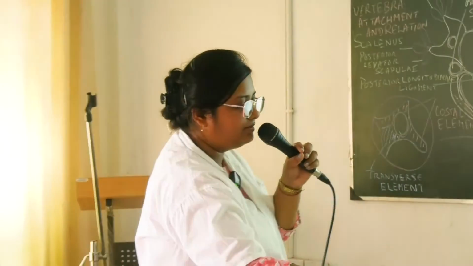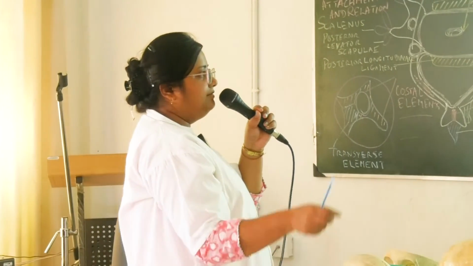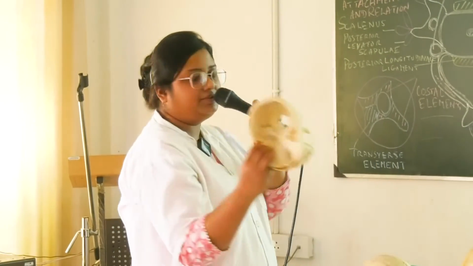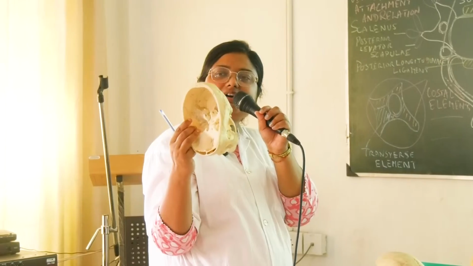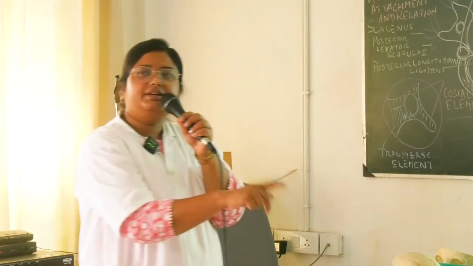Calvaria is this one, or skull cap. It can fit like this. So calvaria and basic cranium, so this part is the base of the skull or basic cranium. We will discuss today the basic cranium mainly. Next.